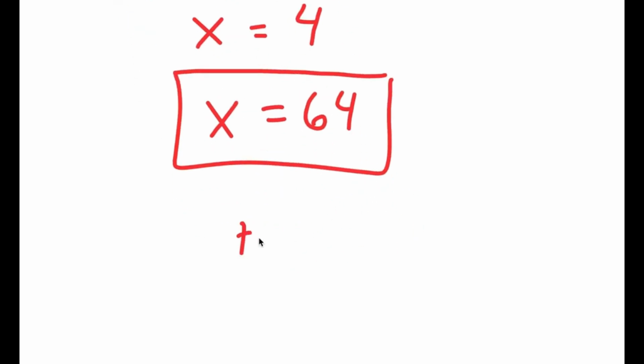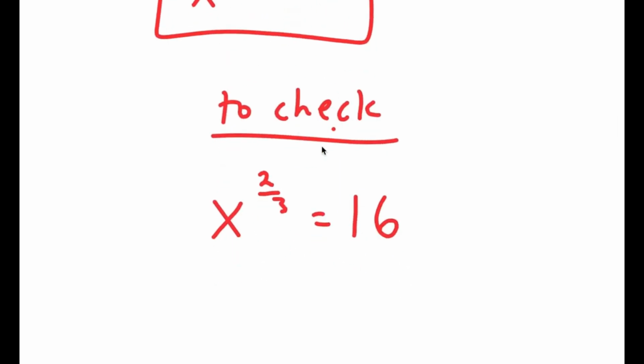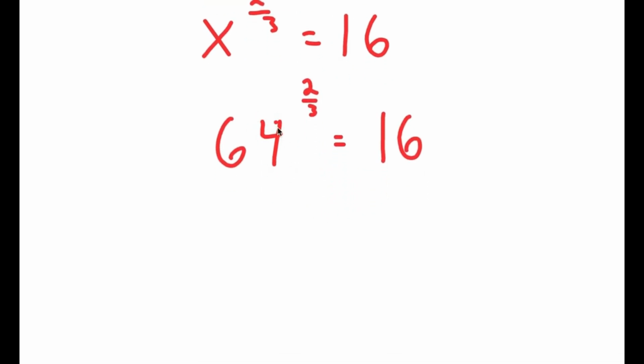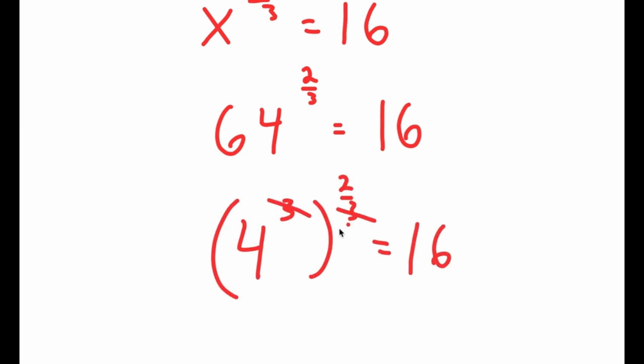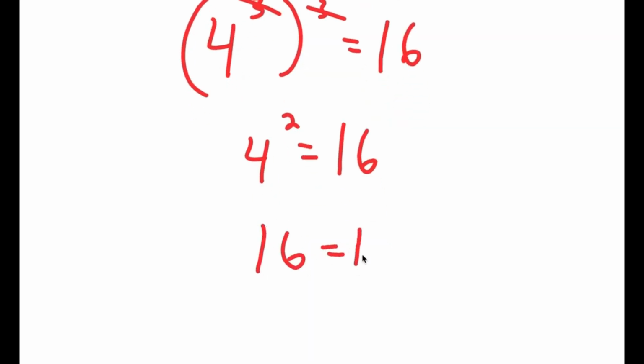Now, I'm going to check to see if this is right. So my original equation was x to the power of 2 over 3 is equal to 16, and x is 64, so I get 64 to the power of 2 over 3 is equal to 16. Now 64 is the same thing as 4 to the power of 3, so now I get 4 to the power of 3 to the power of 2 over 3 is equal to 16. Then these two cancel out, so I get 4 squared is equal to 16, and 4 squared is 16, so I get 16 is equal to 16.